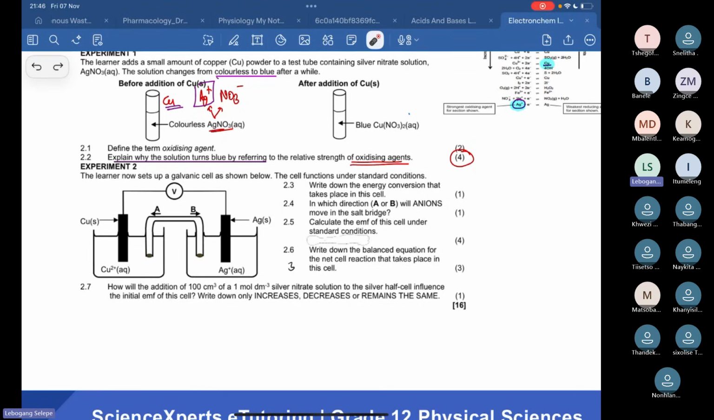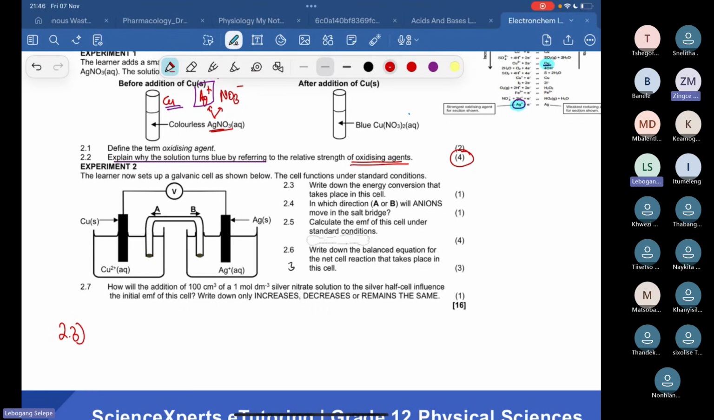Okay, so now on question 2.3, they say write down the energy conversion that takes place in a galvanic cell. Energy is converted from what to what? Chemical to electrical. Chemical to electrical energy.